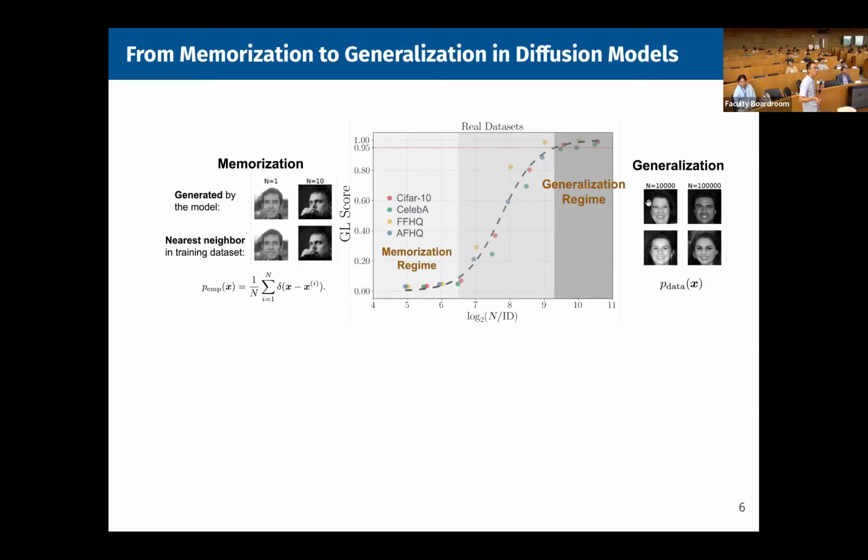However, if you look at the right-hand side, right? When you're increasing the number of training samples, the model starts to generalize. If you look at the generated samples, the first row is showing you the generated samples, and the second row is showing you the nearest neighbor in the training data. And you can see that there's a significant difference when you're increasing the training data size. So this suggests that the model has this kind of transition from memorization to generalization.